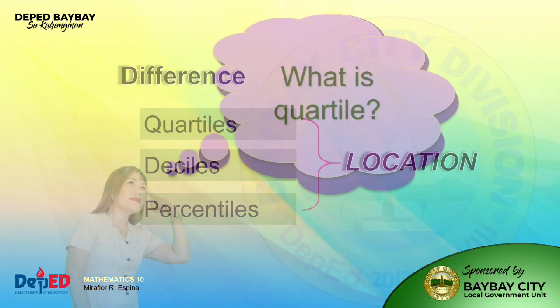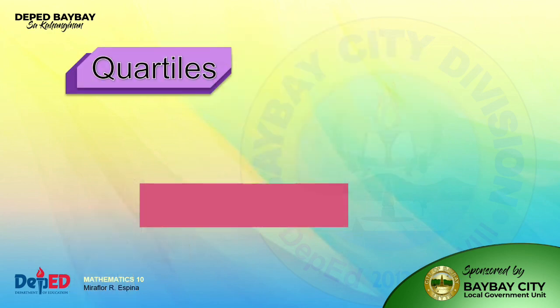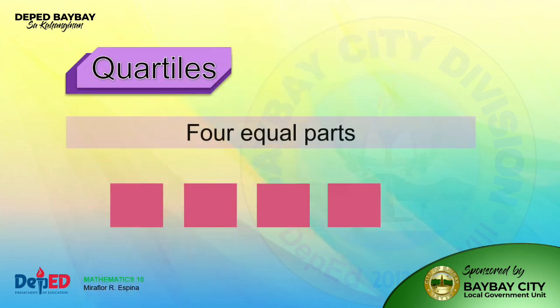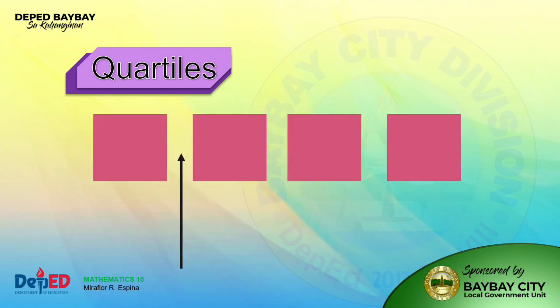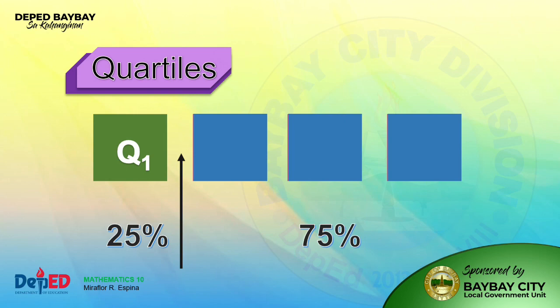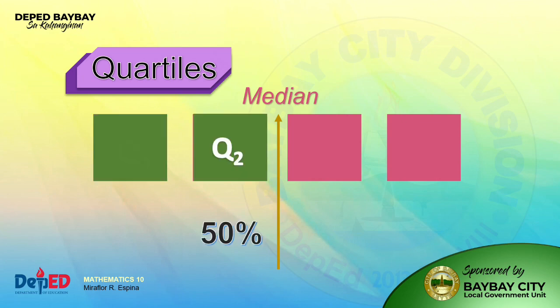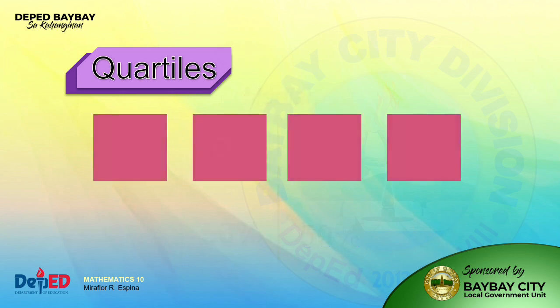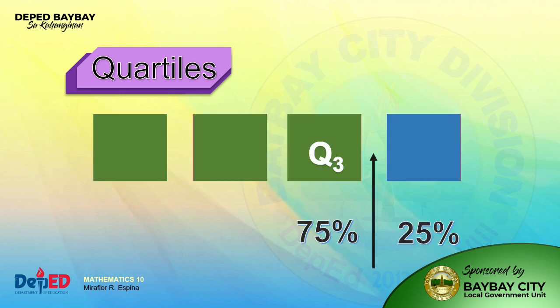So what is quartile? The quartiles are the score points which divide a distribution into four equal parts. The first quartile is denoted Q sub 1. It has 25% of the values less than it and 75% of the values greater than it. The second quartile is the same as the median and has 50% of the values less than it and 50% of the values greater than it. The third quartile is denoted Q sub 3 and has 75% of the values less than it and 25% of the values greater than it.